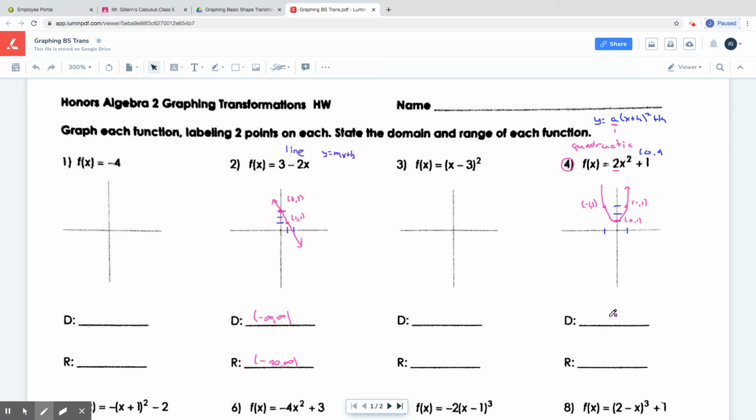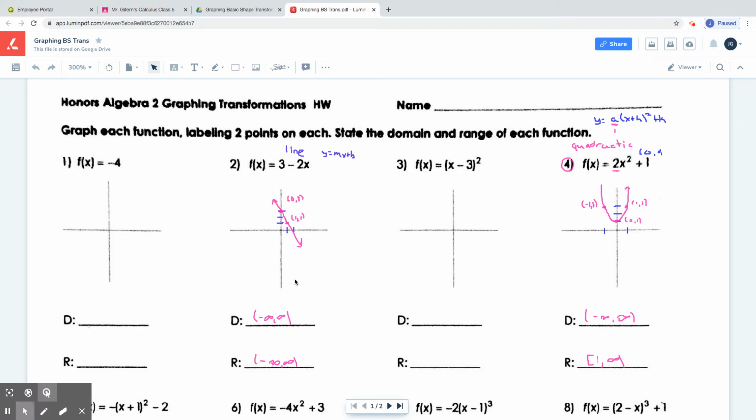Now for our domain, it's -infinity to infinity. And our range is going to be whatever the vertex is. If it's going up like this, where's the vertex at? It's at 1, with a bracket because it's allowed to be 1, to infinity. If you have it facing down, it's going to be -infinity to whatever the y-coordinate of the vertex is.